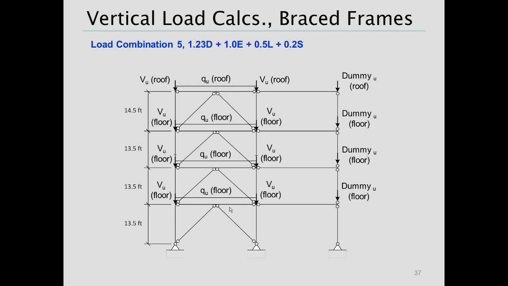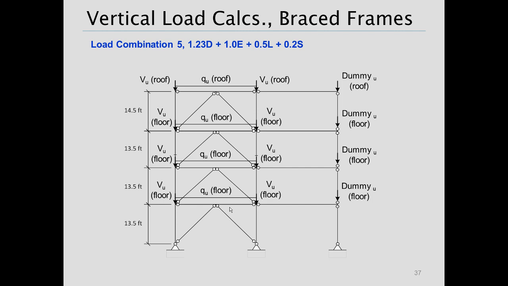All right, so let's look at what we need to get for vertical load calculations for these brace frames. Again, we're focusing on load combination 5, which I've repeated here. I basically need to get what I'm labeling as VU at the roof and at each of the floor levels. These would be the shear forces that are transferred from the floor system or the roof system as concentrated loads to our braced frame columns at each of the levels. Also need to get QU at the roof and QU at the floor. So these are distributed vertical loads that are applied from our roof system and floor system directly to the spandrel beam that's in our braced frames.